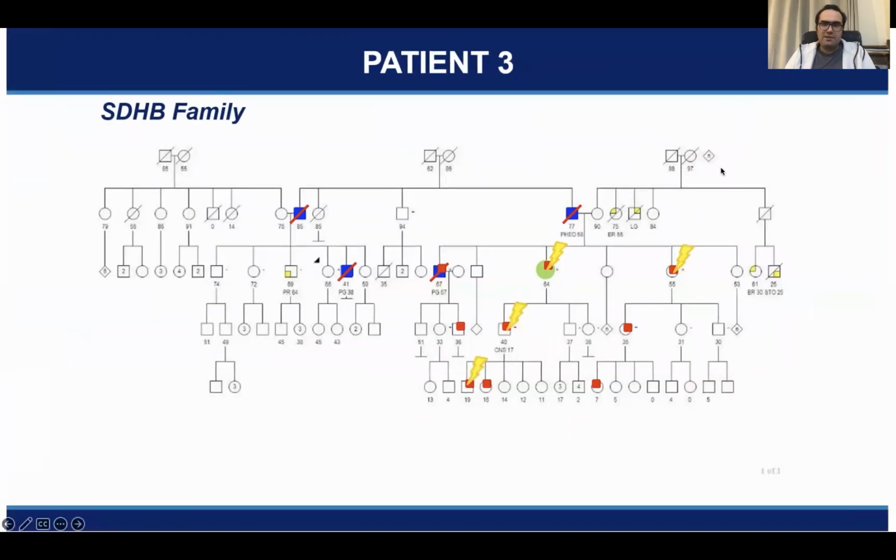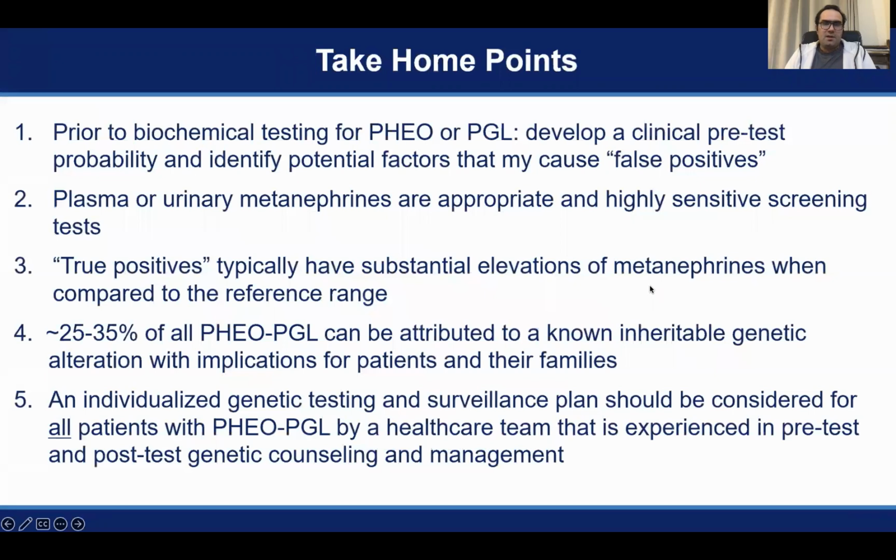And even some of them developed Pheo and PGL. So the take-home messages are: prior to biochemical testing for Pheo or PGL, develop a clinical pre-test probability and identify potential factors that may cause false positives. Plasma or urinary metanephrines are appropriate and highly sensitive screening tests. True positives typically have substantial elevations of metanephrines when compared to the reference range.